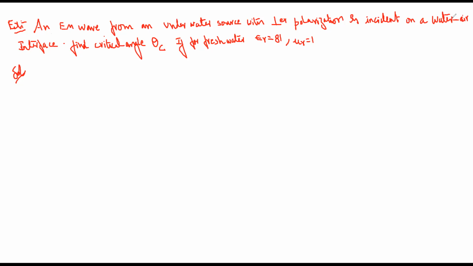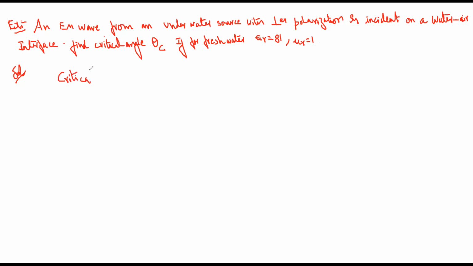Nothing but we are calling it a water-air interface. It means you start at the water and end at the air. The first interface is the water and the second interface is the air. What matters? To find the critical angle theta c, for fresh water epsilon r is equal to 81 and mu r is equal to 1. They're asking for the critical angle.